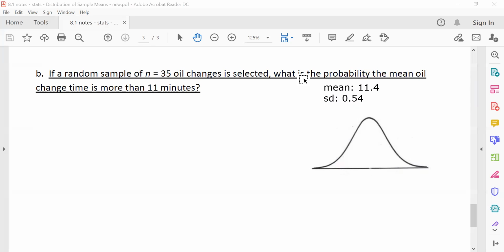Okay, so anyways, we said that it had a mean of 11.4, standard deviation of 0.54. We're finally going to see all this brought together. For that random sample of 35 oil changes, what is the probability the mean oil change time will be more than 11 minutes? In other words, we want the probability that X bar, the mean oil change time of just those 35 things, not the mean of the population, but the mean of this sample of 35, will be greater than 11.